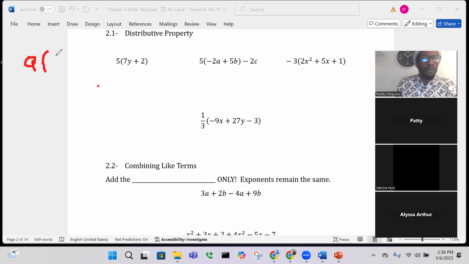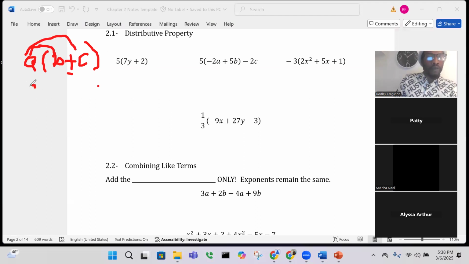A times (B plus C, or even D, whatever). However many terms, the addition or subtraction separates each term. Whenever we distribute, whatever is outside gets multiplied by this number and gets multiplied by that number. The new expression becomes A times B plus or minus A times C. So that's what they say: A gets distributed to both terms.